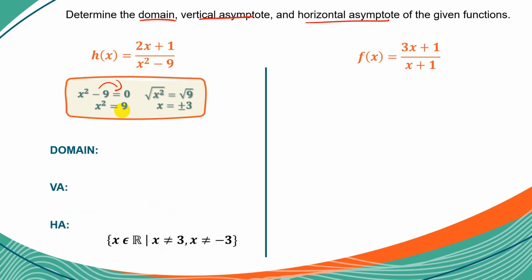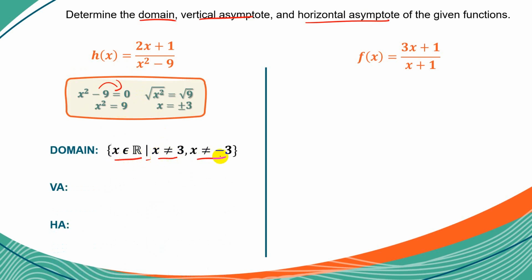Now let's have the domain. The domain will be x is an element of real numbers such that x is not equal to 3 and x is not equal to negative 3. And the vertical asymptotes are simply the illegal values. Now, for the horizontal asymptote, just compare the degrees. They are not equal because the numerator's degree is lesser than the denominator's degree. So in this case, the value of the horizontal asymptote is automatically 0.